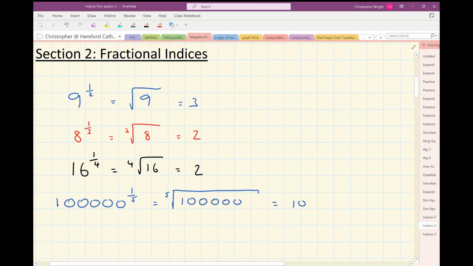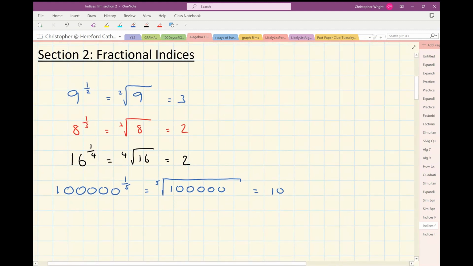Now you probably, as I say, will just learn that something to the half is a square root, something to the third is a cube root, something to the fourth is the fourth root, something to the fifth is the fifth root, and so on. But let's just take a moment to understand why that is.